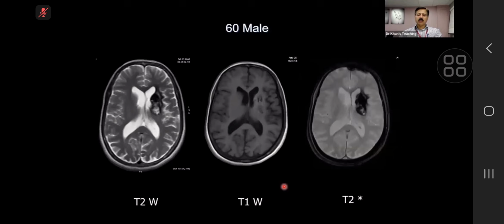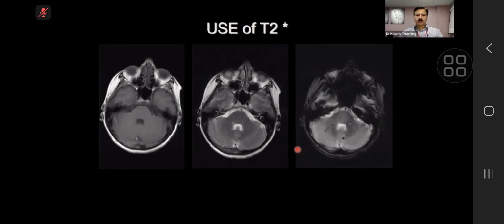Please stay with us. Now, if you see, this is a T2 star sequence, and what is a T2 star sequence? This is a susceptibility weighted sequence. The physics is different. Previously, we used to do a T2 star sequence. Now we do what we call an SWI also. It all depends which scanner you are using.